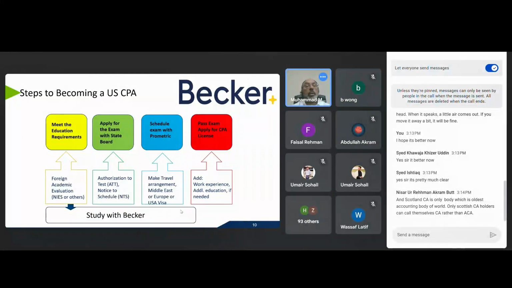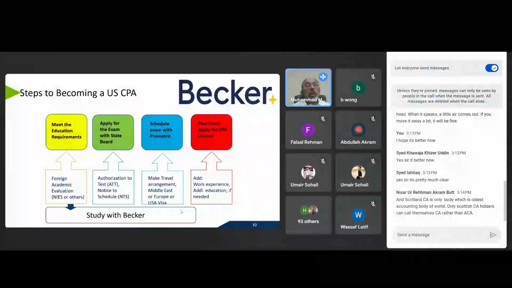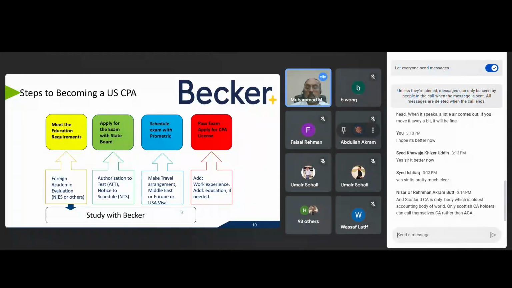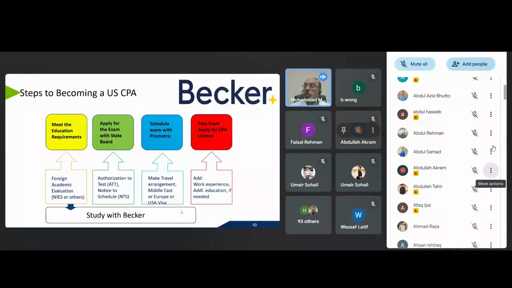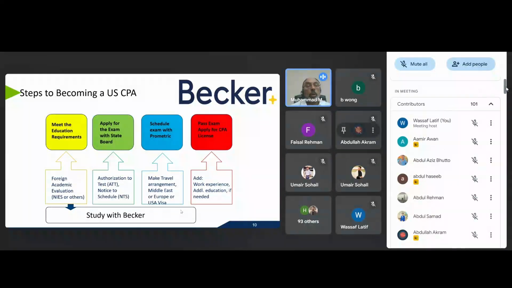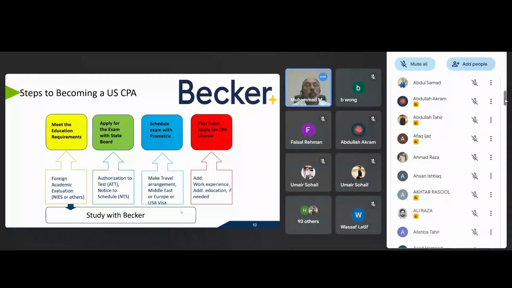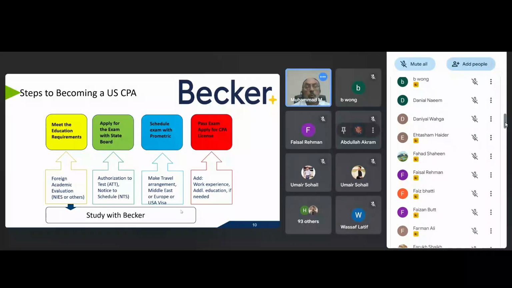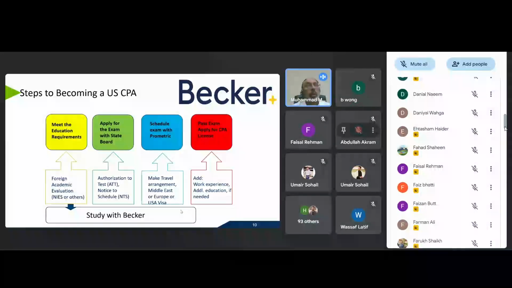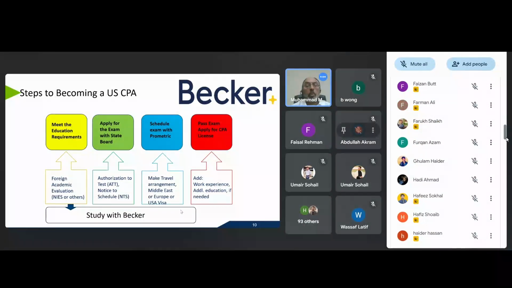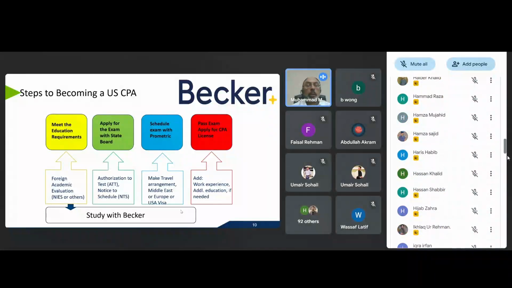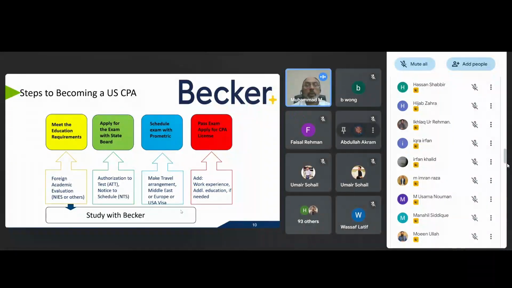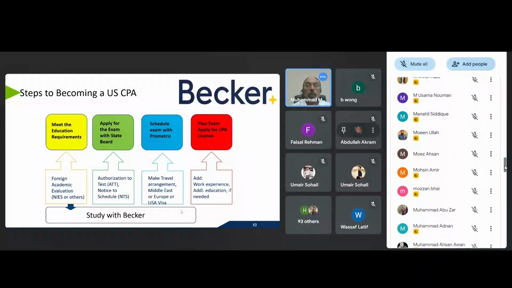Step number 1 is meeting the education requirement. As I already mentioned, the education requirement to take the exam is different and varies state by state. But as a foreigner, as a foreign graduate or professional qualification holder, the first thing is having your foreign academic evaluation. And for that, you normally use NASBA. There are other evaluation companies as well, which are approved by certain states. But NASBA is the one which is generally acceptable to every state board.